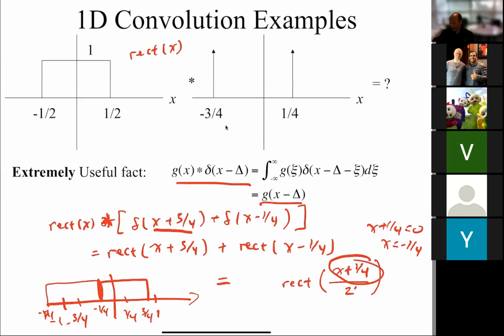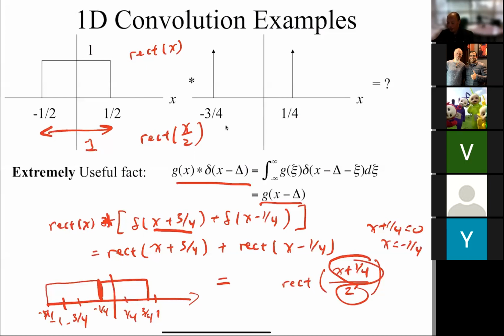How do I get this 2 here? Well, if I have rect of x, it has a width of 1. So what is the width of rect of x over 2? That's going to have a width of 2. And the way to think about it, because it is confusing and you might just guess at it, you might get it right, but you might get it wrong, so let me tell you what a good way to do it is.